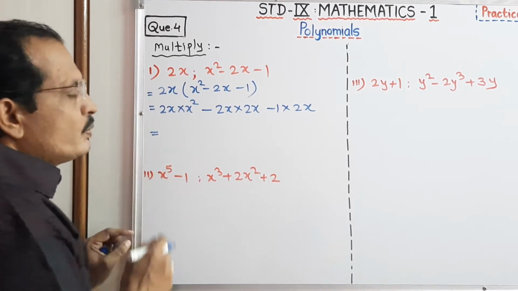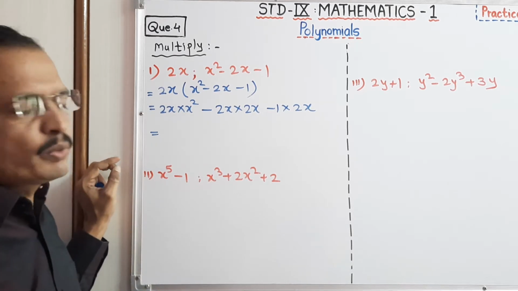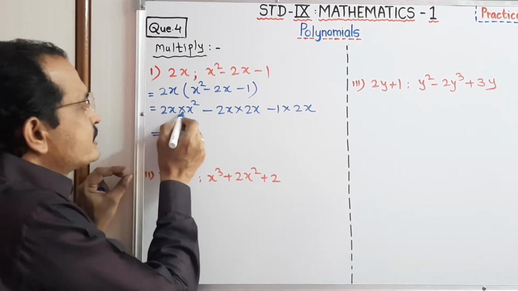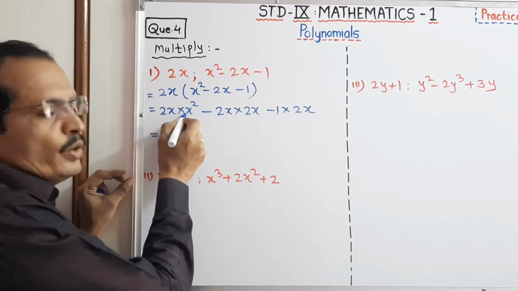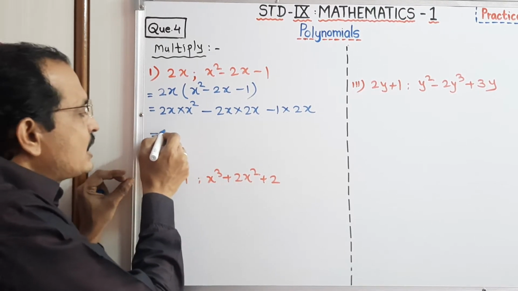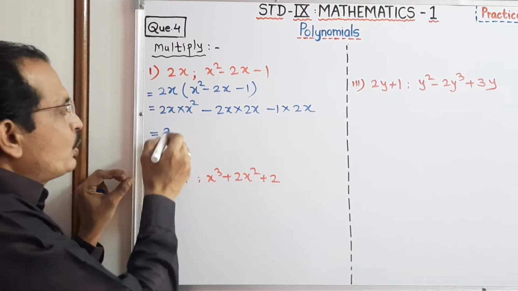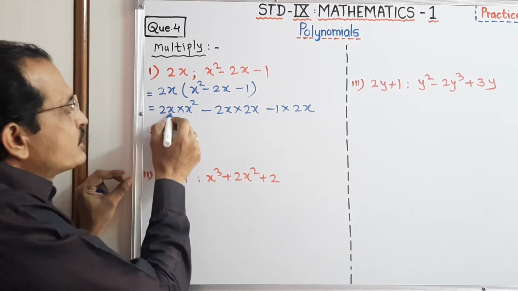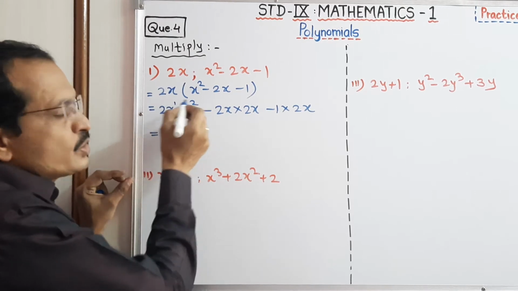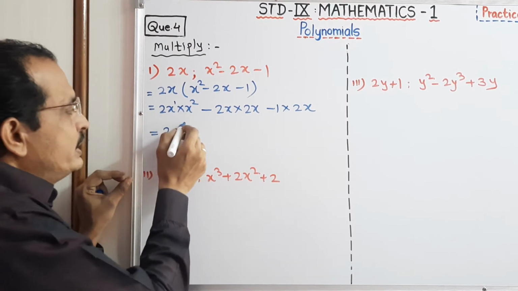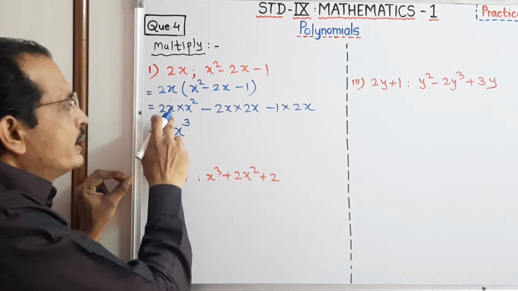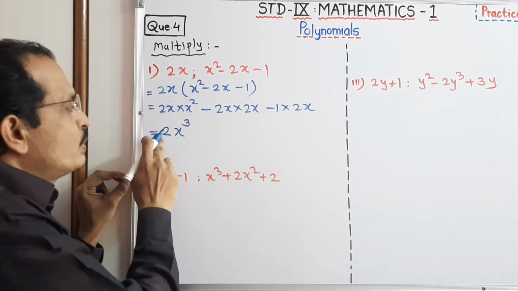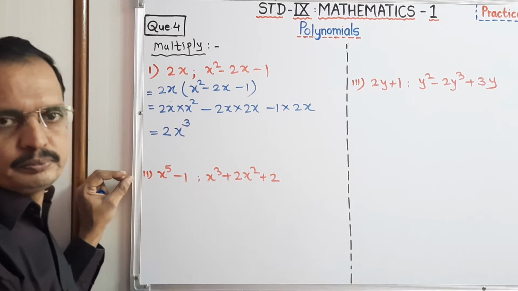Now dear student, while doing multiplication, remember one thing. Here 2x into x square. Here coefficient is 2 and here coefficient is 1. 2 ones are 2. And what about this x? Index of this is 1 and index of this is 2. 2 plus 1, it is 3. Got it? Therefore 2x into x square is equal to 2x cube.